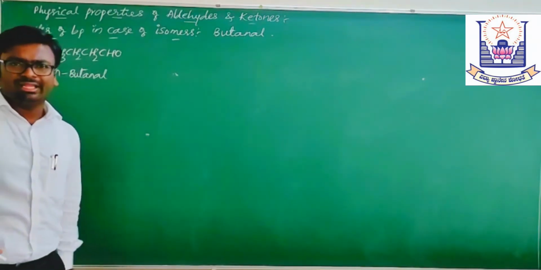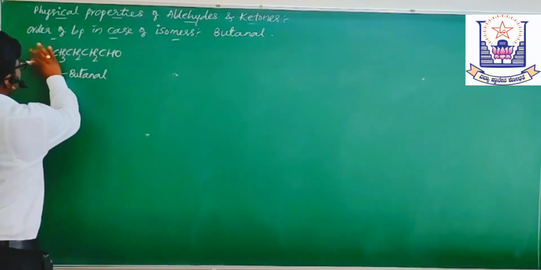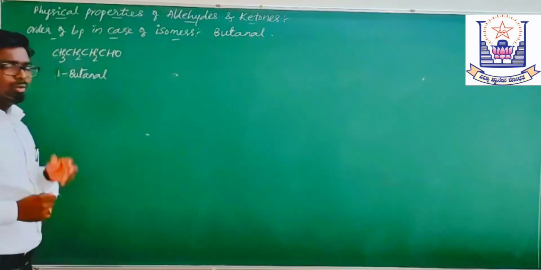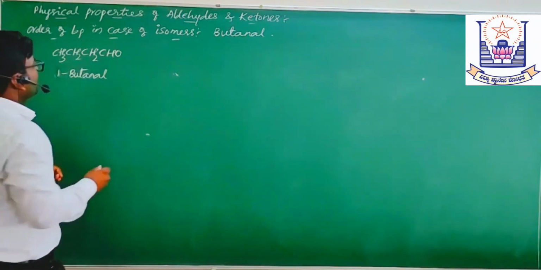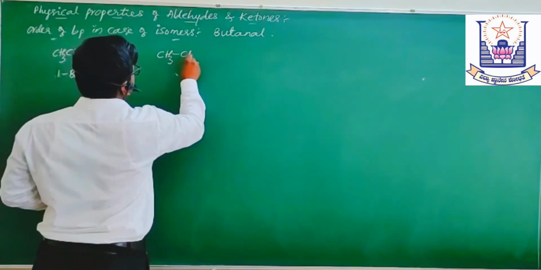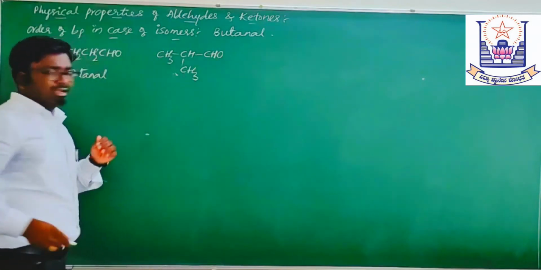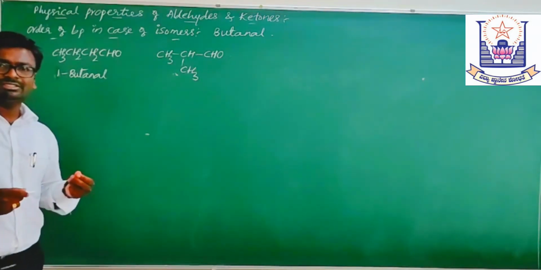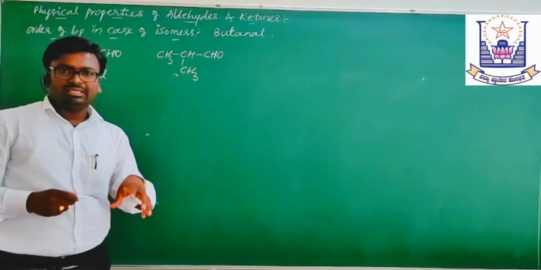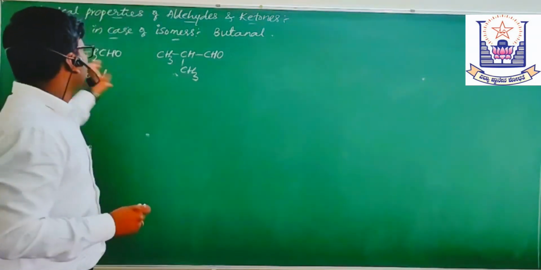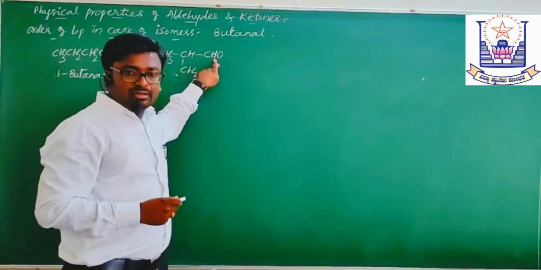In the common system, we usually call this normal butyraldehyde, or in the IUPAC system, we can call it 1-butanal. Okay. Now, if you take a branch in this, what happens? CH3, CH, CH3, CHO. Okay. These two are isomers. What kind of isomerism is there between these two compounds? Chain isomerism means two compounds having the same molecular formula but differing in the number of carbon atoms in the parent chain. Here there are 4 carbon atoms. Here only 3 carbon atoms in the parent chain.